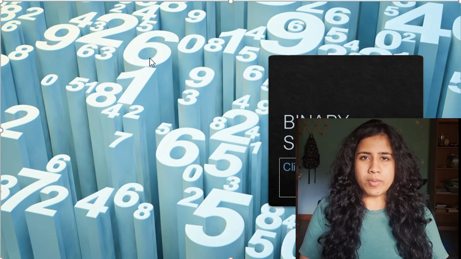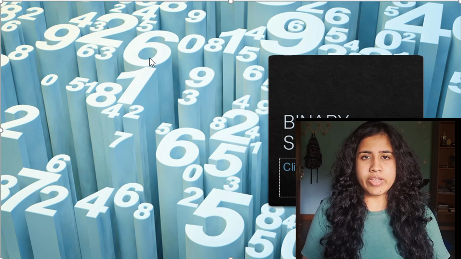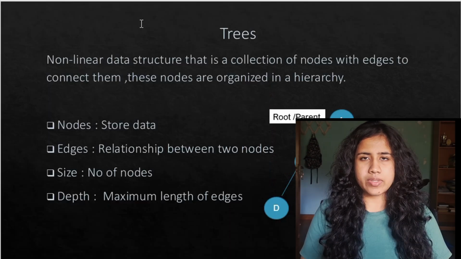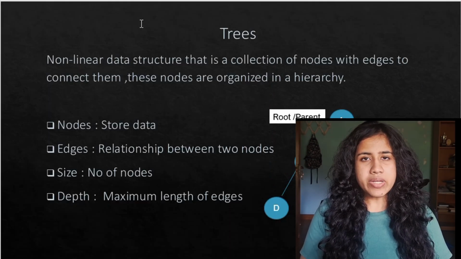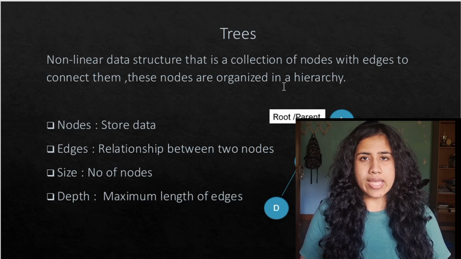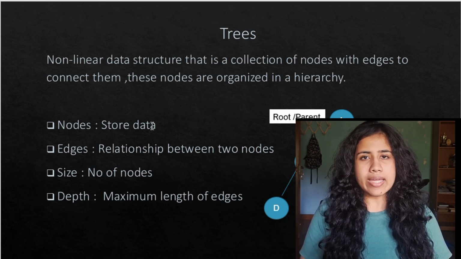So today we are going to talk about binary search tree. To understand binary search tree, first of all we have to talk about what are trees and what are binary trees. So what is a tree? A tree is a nonlinear data structure that is a collection of nodes with edges to connect them, and these nodes are organized in a hierarchy.